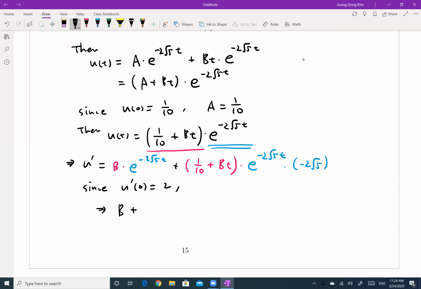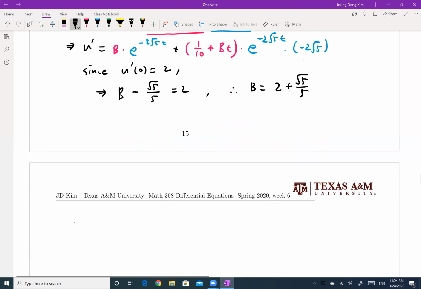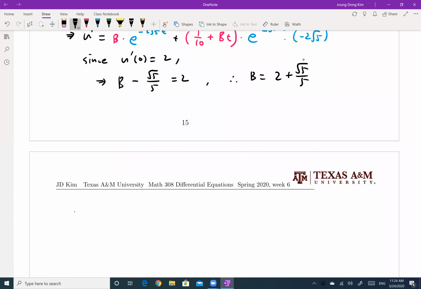So you have 1 over 10 times negative 2 square root of 5, right? So this is not plus but minus now. It is square root of 5 over 5 must be equal to 2, right? So finally your b can be found by 2 plus square root of 5 over 5. Is it okay? Now with this b value, we can update my general solution with coefficient, okay?